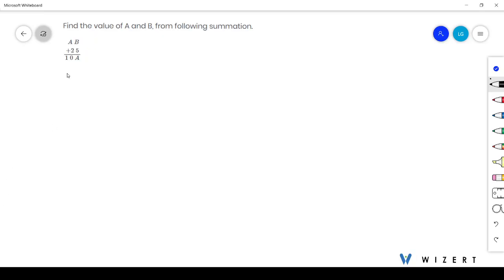Our question is, find the value of A and B from the following summation. And we have given AB plus 25 equals 10A.